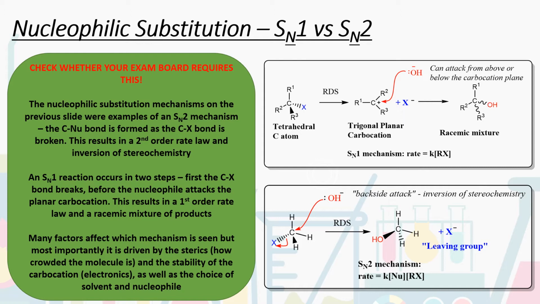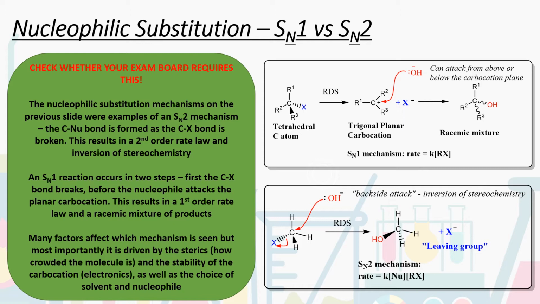And so actually I've shown this here as the wedge bond being transformed into a dashed bond being transformed into a wedge bond. So we have an inversion of stereochemistry. The reason for this is because the way this happens is through something called a backside attack. To be able to form the bond and break it at the same time, this nucleophile has to attack from exactly 180 degrees behind that C-X bond. It has to attack from the back of it.